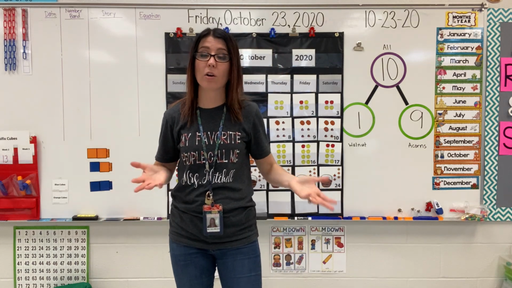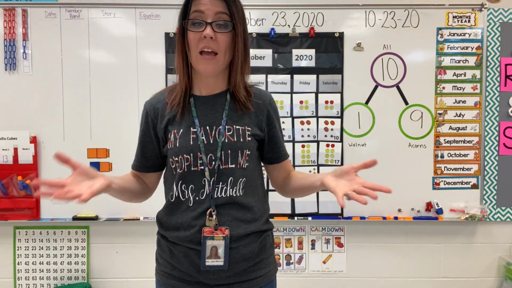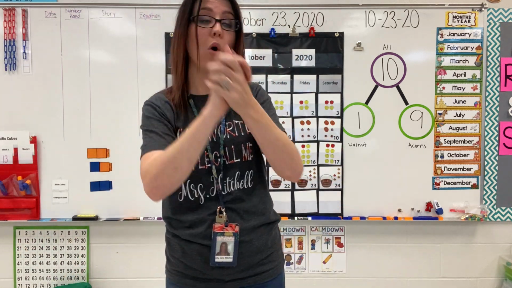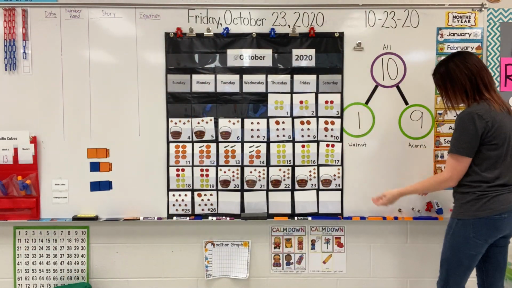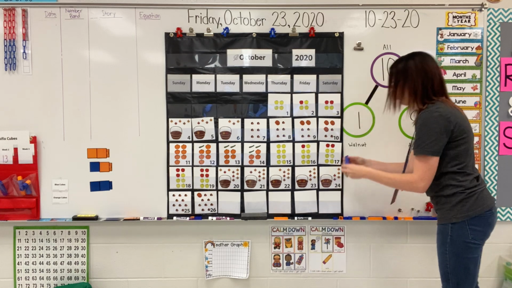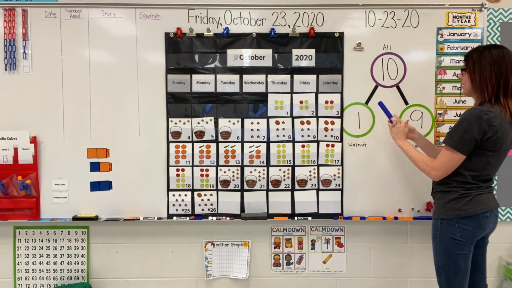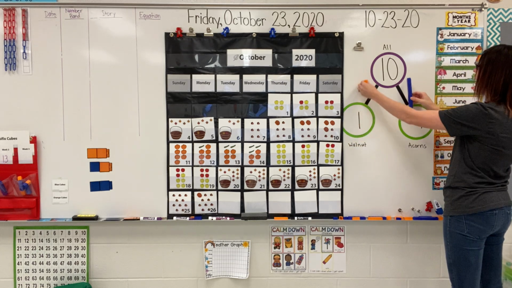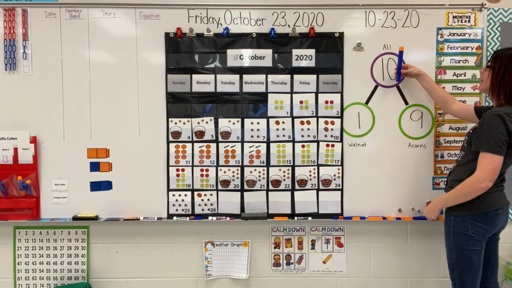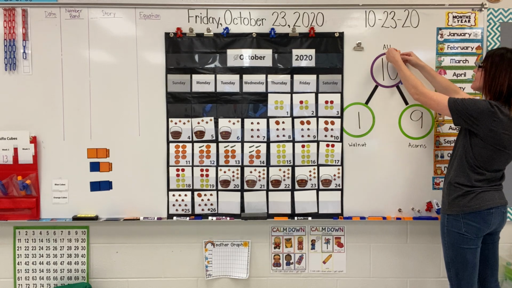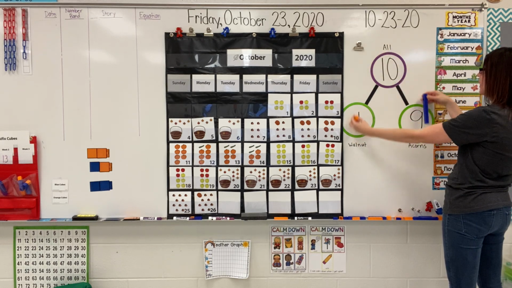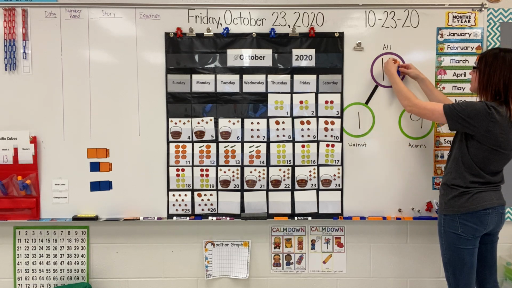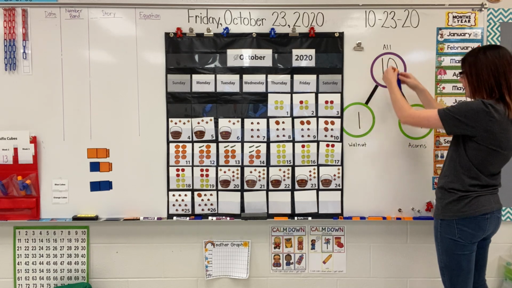So the numbers that go down here are parts. And these parts, when they come together, it's the whole thing. Part, whole. So we have the walnut part and the acorn part. We have 1, 2, 3, 4, 5, 6, 7, 8, 9 in the acorn part and 1 in the walnut part. When 9 and 1 are together, we have 10. Or we can take 10 apart and it's 1 and 9. Put it together, take it apart. 1 and 9, and that's 10.